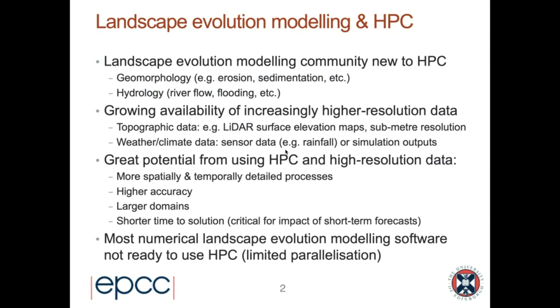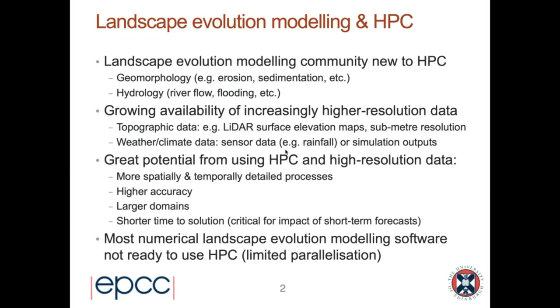Treatment of larger domains is also, even if resolution was not growing, leading to larger amounts of data needing to be used as inputs to or taken as outputs from simulation. So this offers great potential for work in this area, but of course also computational challenges, and that's where this project comes in. One of the big things we would like to be able to do, in particular with simulations doing short-term impact forecasting from hydrological events such as flooding and flood inundation, is get very short times to solution from these forecasts, because that is where the biggest impact can be had from HPC in this area.